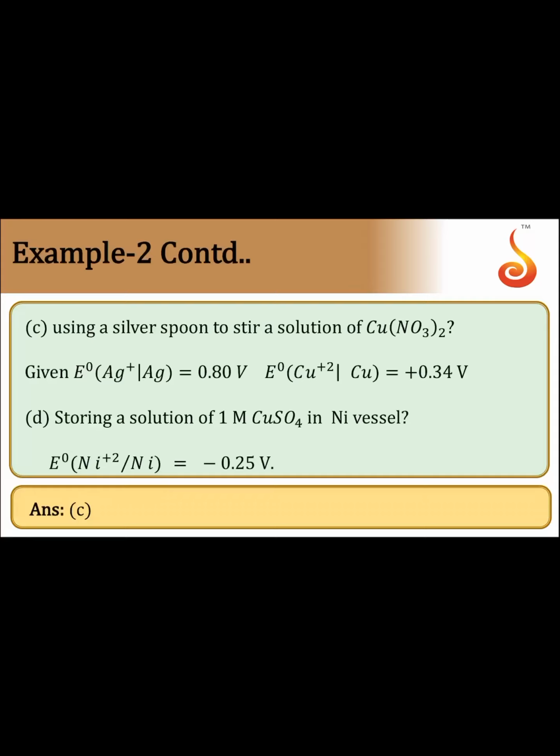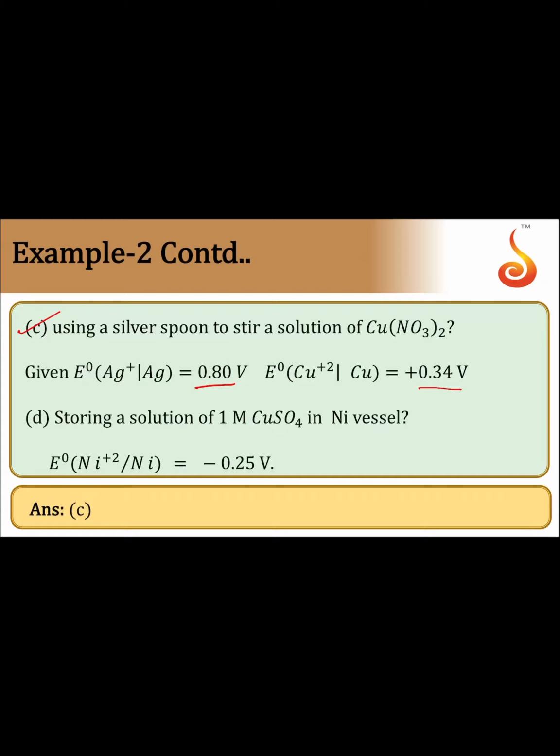So based on this point, if you observe, silver is 0.8, copper is 0.34. Copper has less reduction potential value. That means copper can displace the silver from its salt solution, but silver cannot displace the copper from its salt solution. So here option C is correct. As I told, copper can displace the silver, but silver cannot displace the copper. So we can use a silver spoon to stir the solution of copper nitrate, because silver cannot displace the copper from copper nitrate solution. So option C is correct here.